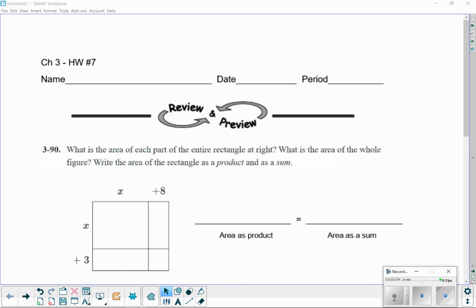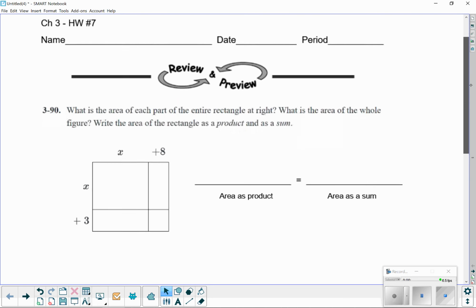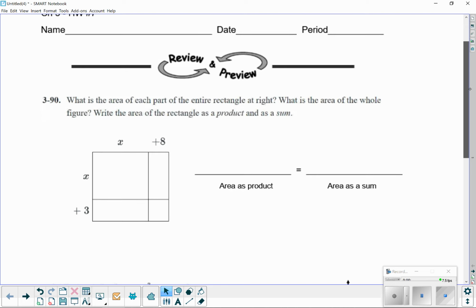Let's get going on this. This is homework number 7 for chapter 3. Currently, we're working on area model. And first one, number 90.